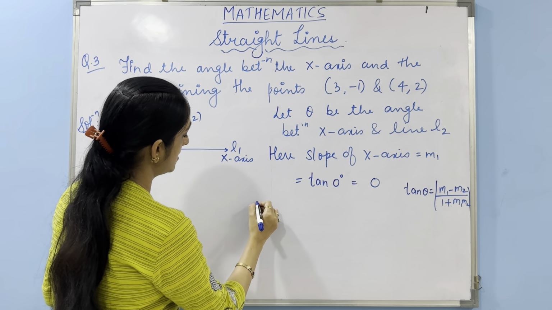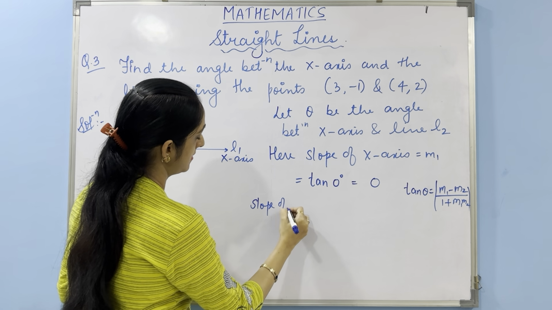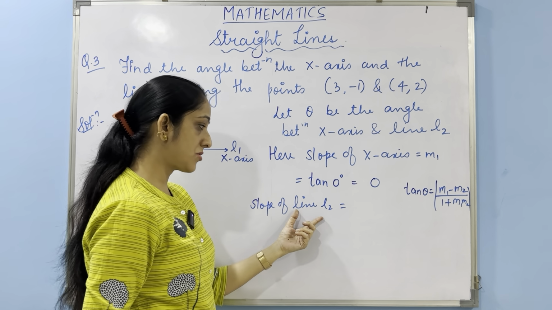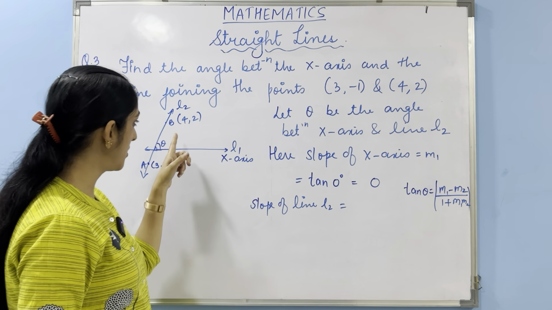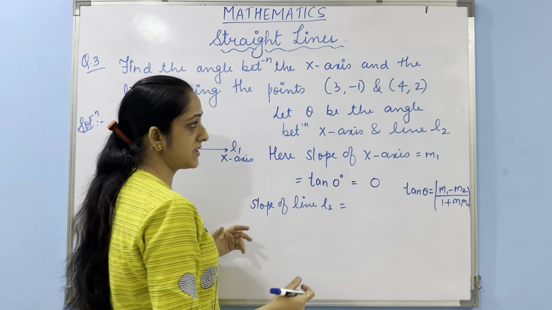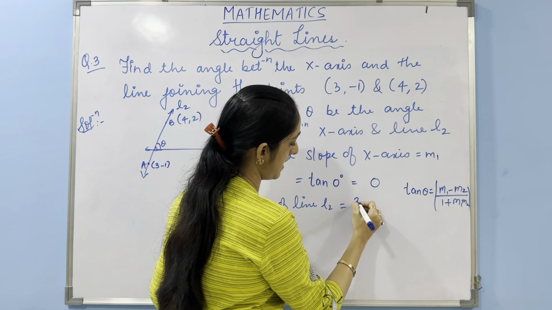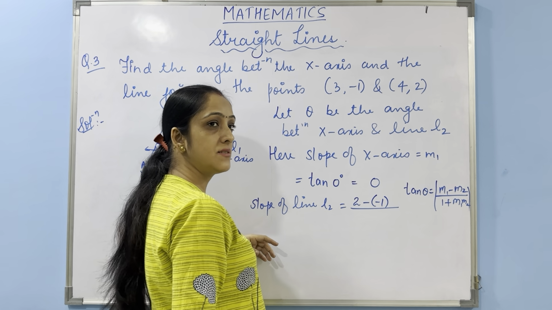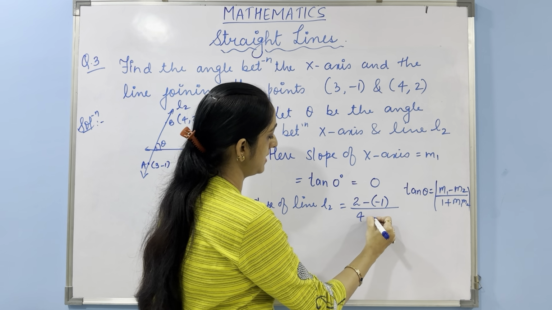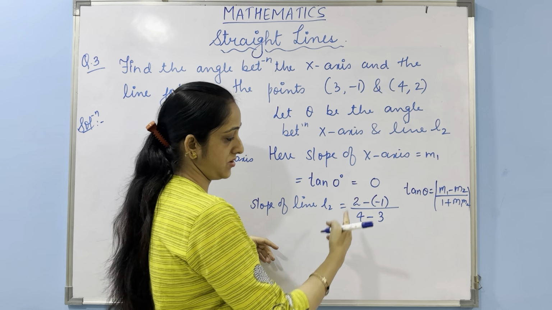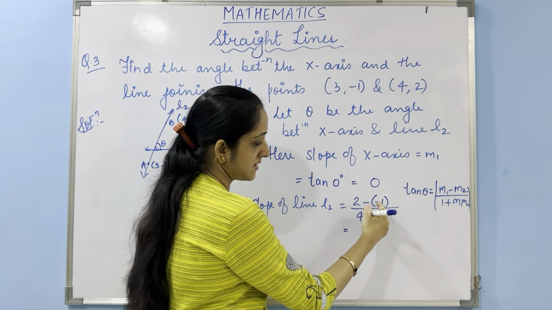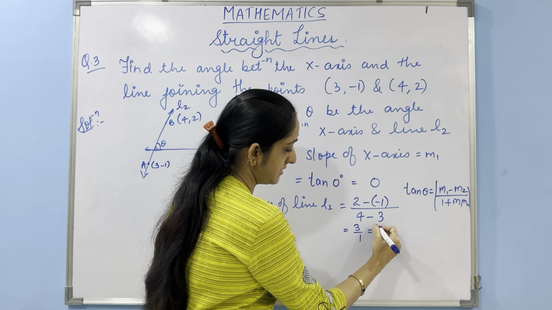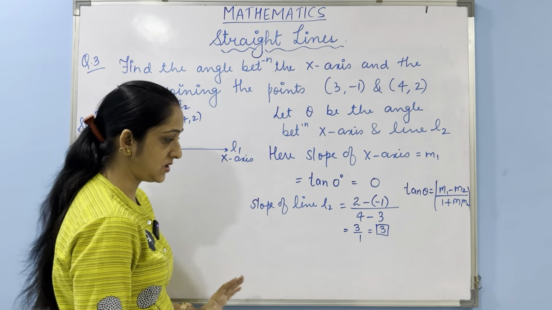Now we will find the slope of the second line, which is line L2 according to our diagram. The slope of line L2 can be easily obtained because 2 points are known. So which formula do we use? The y coordinate of the first point minus the y coordinate of the second point divided by the x coordinate of the first point minus the x coordinate of the second point. So 2 minus minus 1 is plus 1, which is 3, upon 4 minus 3 is 1. So 3 upon 1 is 3. This is the slope of line L2.